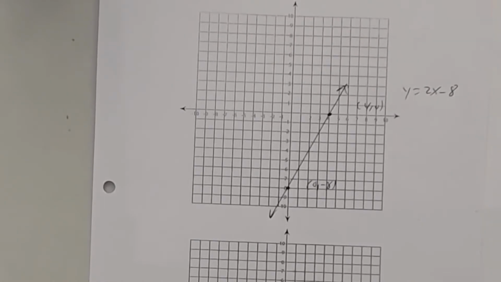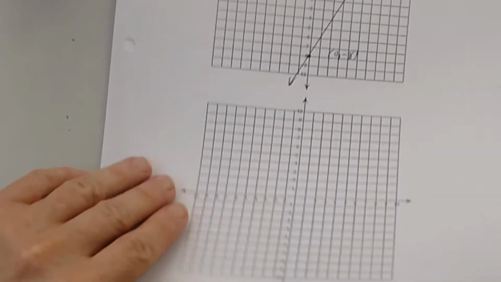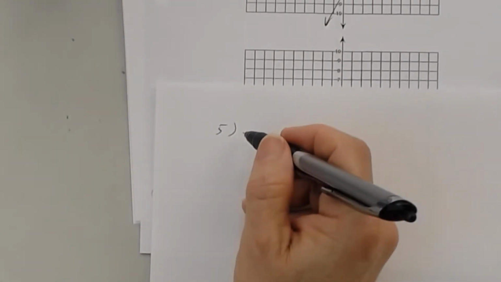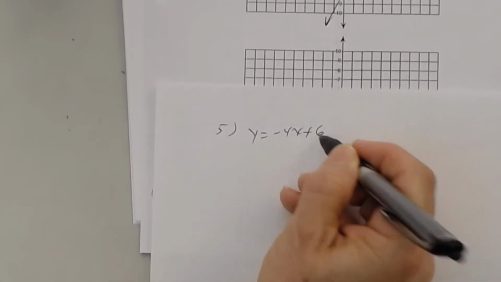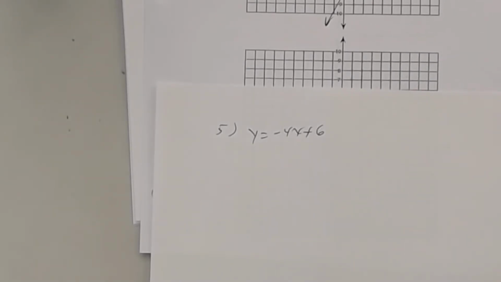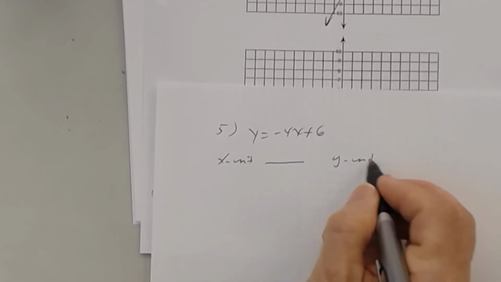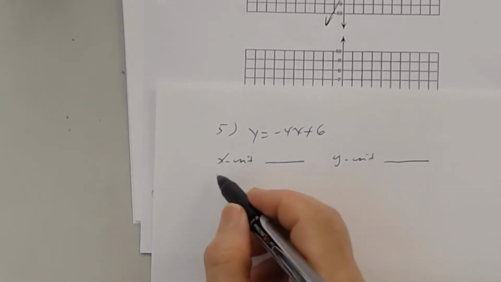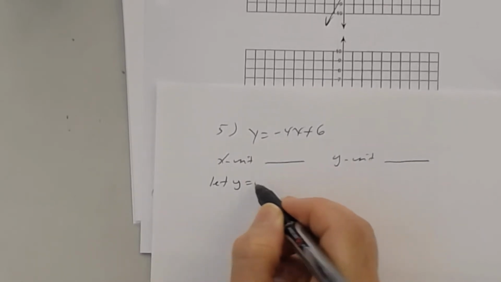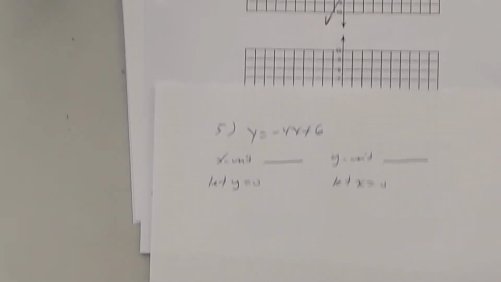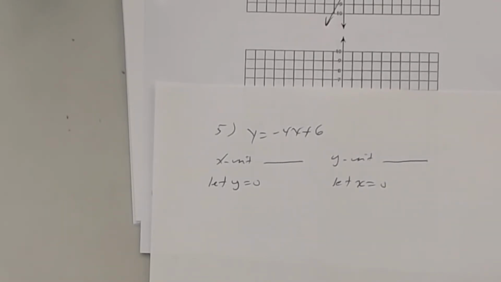All right. Let's look at number 5. For number 5, suppose we had y equals negative 4x plus 6. Again, you want to use the intercepts. So you want to find the x-intercept. And you want to find the y-intercept. Again, to find the x-intercept, what do you do? Let y equal 0. To find the y-intercept, you let x equal 0. Finding the y-intercept is the easiest one to do in this case. So let's do that one first.